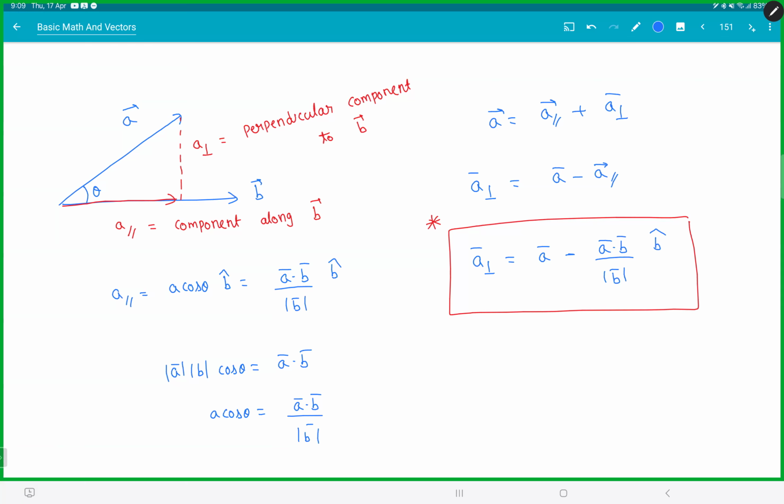Clear, everyone? Great. So we got the meaning. It is telling you how to get the components. It's telling you how to get the length of the shadow, perpendicular and all that. How do we exactly calculate this?